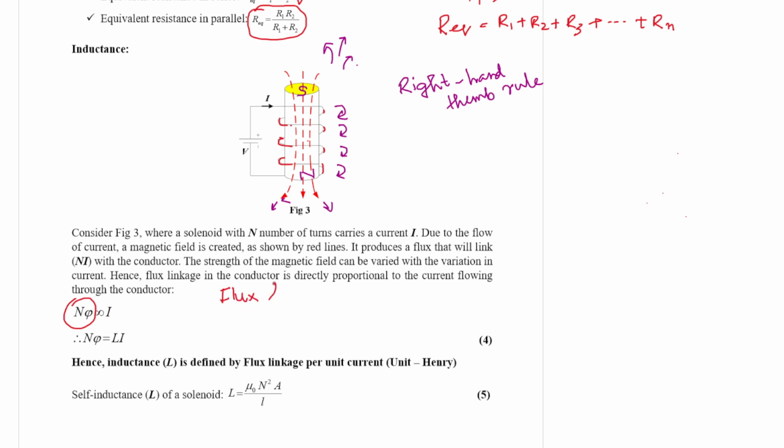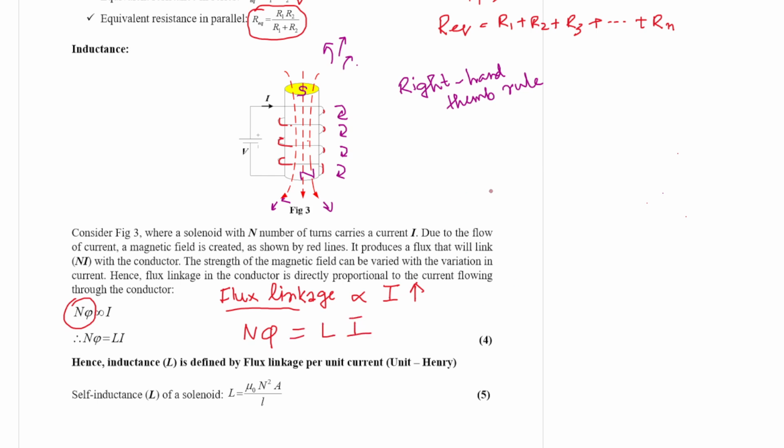This is called flux linkage, that means the amount of magnetic flux linking with that conductor or coil. This flux linkage is directly proportional to the current. Why? Because if the amount of current is more, then the flux linkage will be more. That is the directly proportional relation. So if you bring a proportionality constant, it becomes N phi equal to L into I.